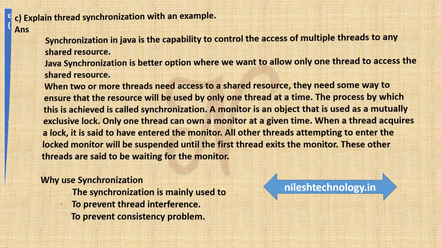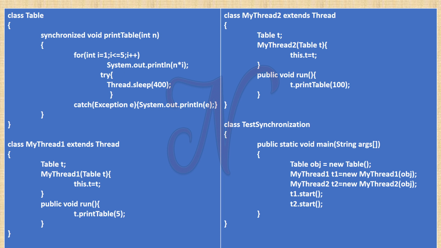See here, this is your program. Here we create one class. My class name is Table. This is your method print table. Here we pass one number, then by using a for loop, my iteration starts from 1 to 5. Here print n into i. So if the value of n is 100, then 100 into 1, 100 into 2, all these numbers are printed here from range 1 to 5. And the thread sleeps for 400 milliseconds, meaning 0.4 second.